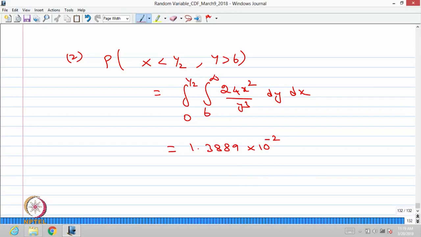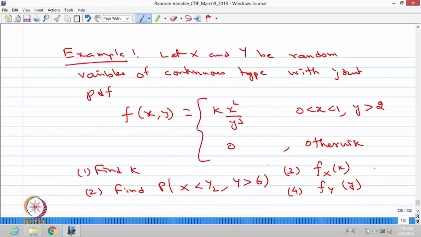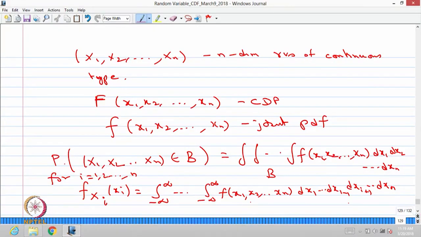That is, I am using the concept that the probability of an n-dimensional random variable belonging to a Borel set is nothing but the integration of the joint density of the n-dimensional random variable over the Borel set. The same concept is used to compute the probability of x less than 1 by 2 and y greater than 6. In the same way, I am going to find the marginal distribution from the joint distribution for the next question.